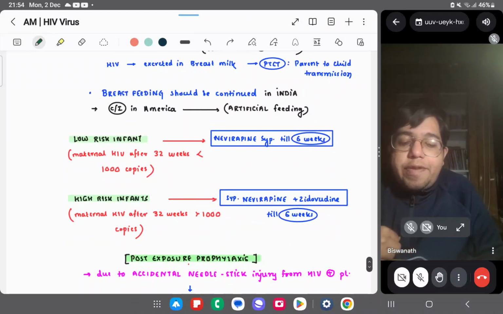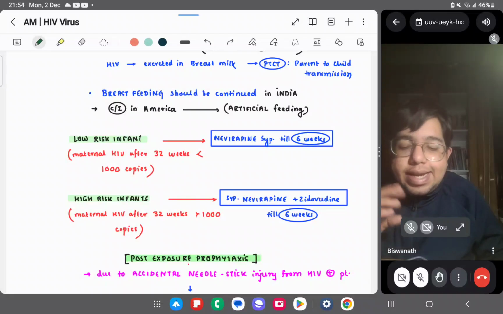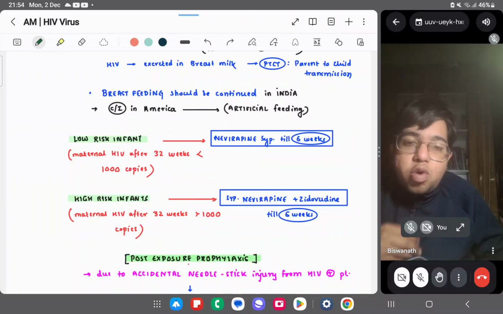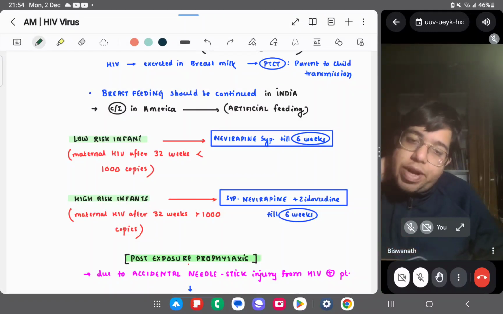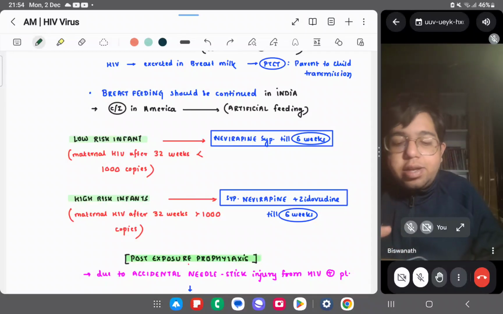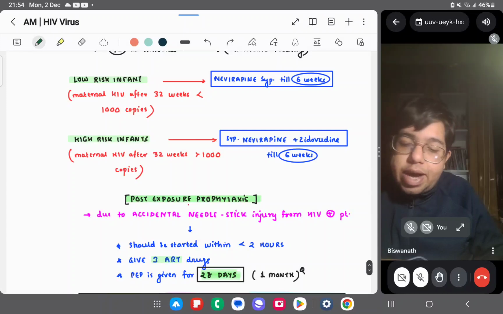Low risk infant means maternal HIV viral load after 32 weeks is less than 1,000 copies. If it is more than 1,000, they are high risk infants. Low risk infants must be given nevirapine syrup till 6 weeks. High risk infants must be given nevirapine syrup plus Zidovudine till 6 weeks.